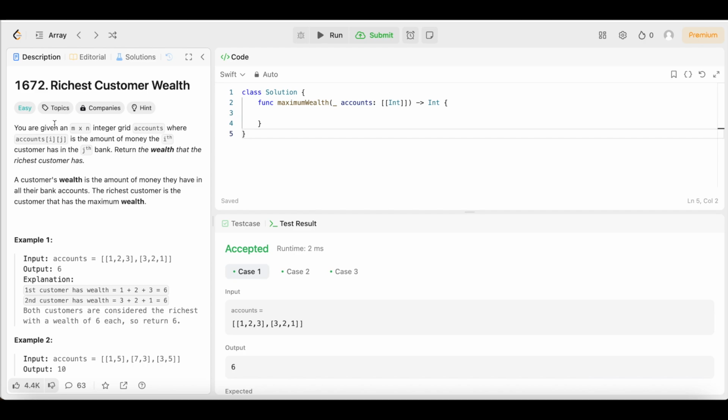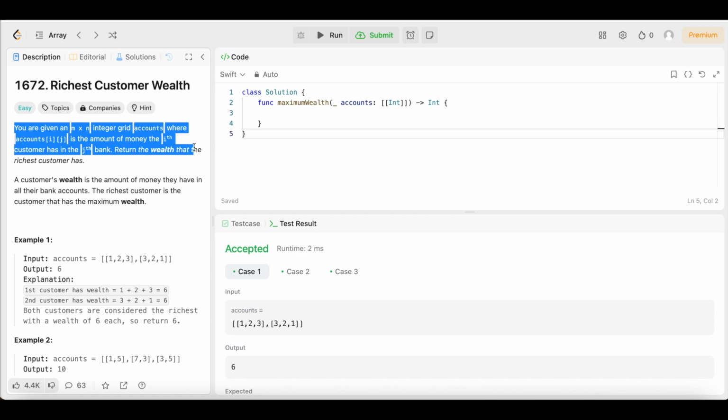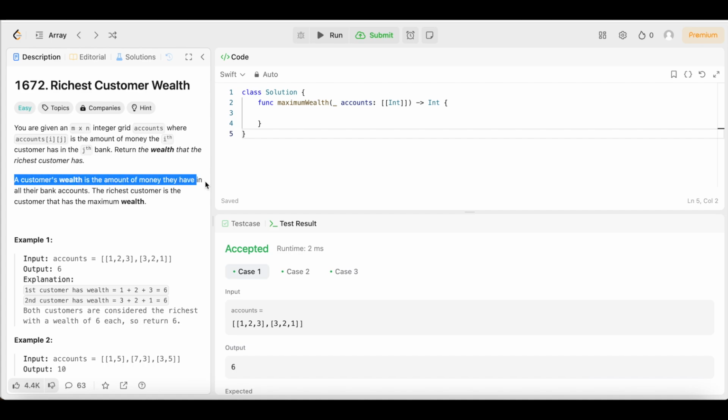Let's see what the question says. It says you are given an m times n integer grid accounts where accounts[i][j] is the amount of money the ith customer has in the jth bank. Return the wealth that the richest customer has. A customer's wealth is the amount of money they have in all of their bank accounts. The richest customer is the customer that has the maximum wealth, guys.